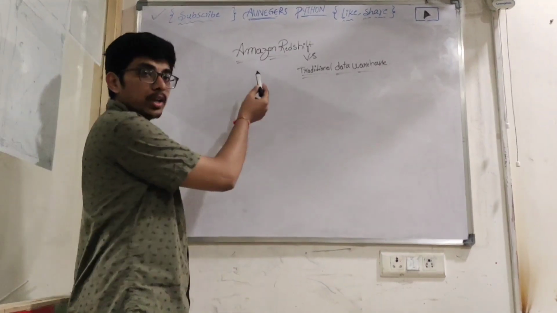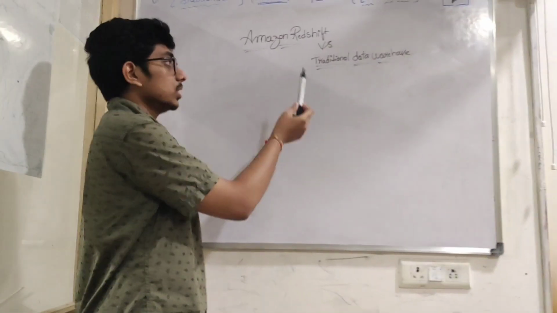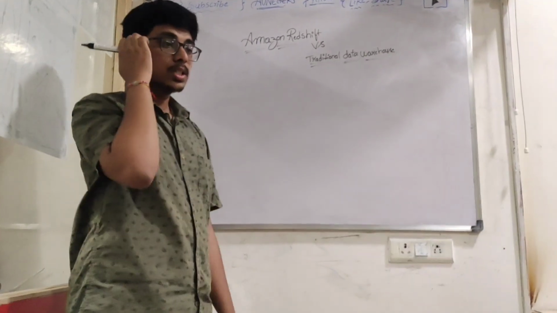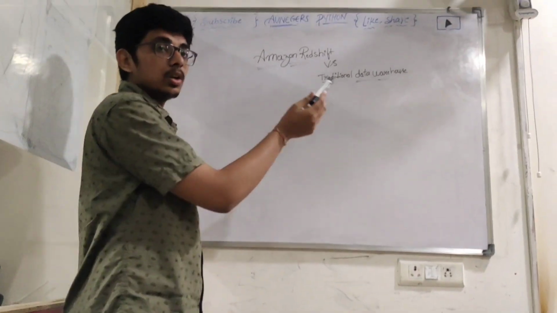Why? Because Redshift is online, while the traditional one is offline. Traditional means we go to servers and a physical data warehouse. That is the concurrency, not consistency, difference.